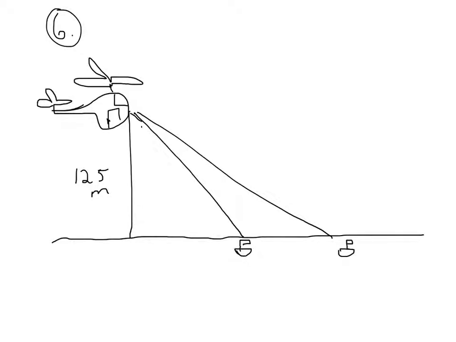Alright folks, hello and welcome to this video example. In this video we'll be tackling number 6 from the Big Trig Quiz Review Packet, which involves finding two angles of depression and using them in trig equations. So let's take a look at the problem.